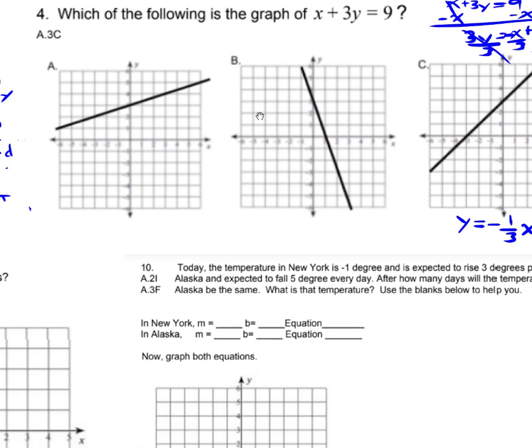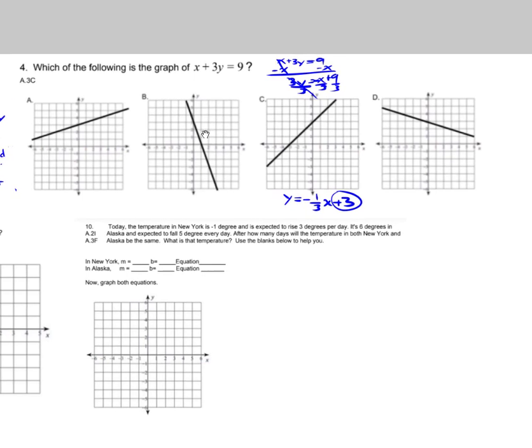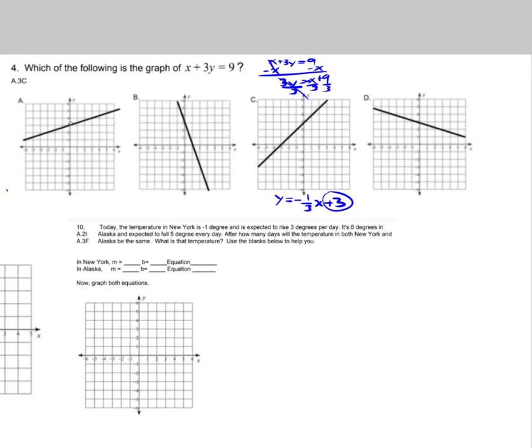So I'm going to start off by saying, all right, is there a y-intercept of 3 that I can look at? Let me just go ahead and zoom out a little bit. So y-intercept of 3. This one has a y-intercept of 3. This one has a y-intercept of 3. And this one also has a y-intercept of 3. So that actually doesn't help us at all. Okay, well, good to know. I checked it out, though.